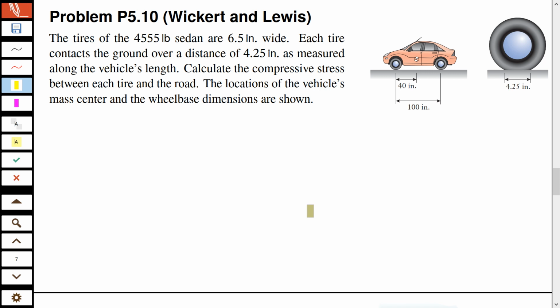What do you see here? You see a vehicle. Because it's a small vehicle, you must have heard this name, sedan. So the tires of a 4555 pound sedan are, first we note the weight. That's the weight, maybe we can just call it W. Okay, 6.5 inch wide.